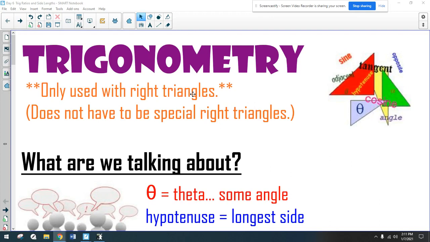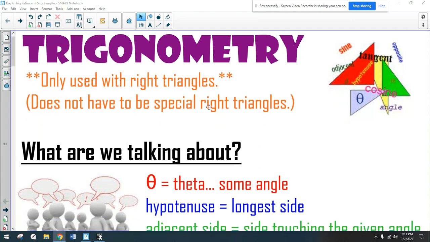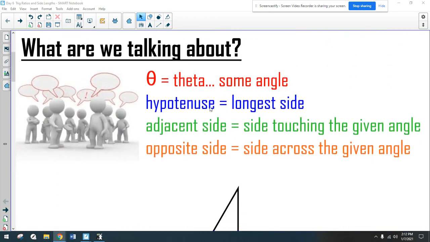Trigonometry is what we're doing today. We can only use what we're doing today. It's called SOHCAHTOA. We can only use that with right triangles. We're going to learn more about trig later, where it doesn't have to be a right triangle, but all the stuff we're learning for basically the rest of this week is going to be all about right triangles. Okay?